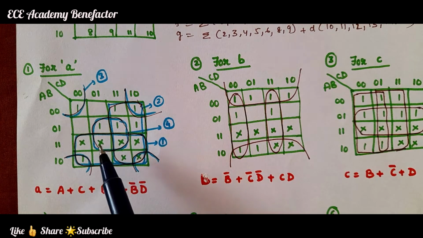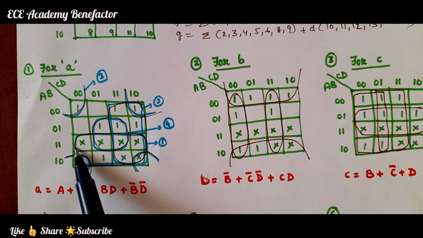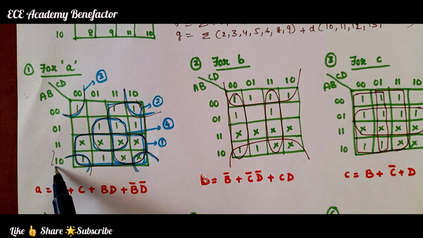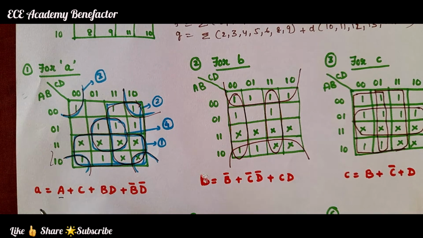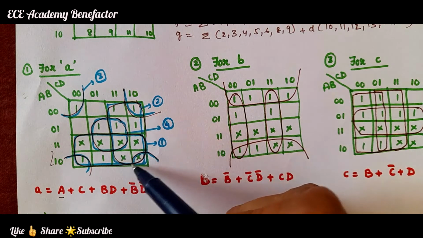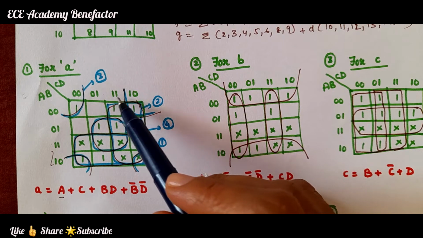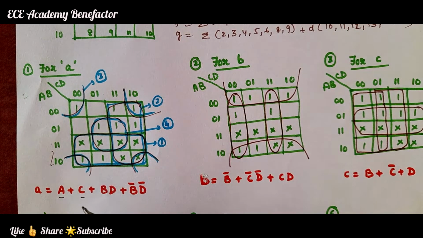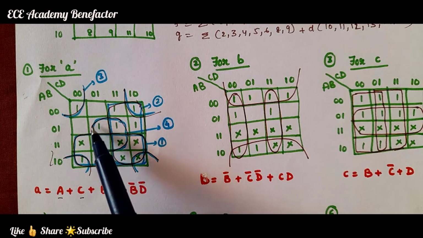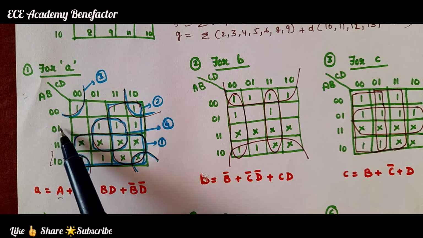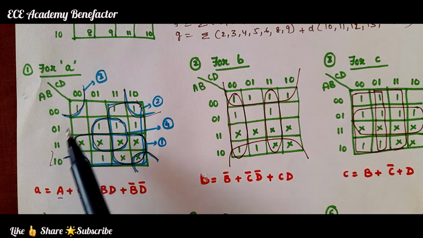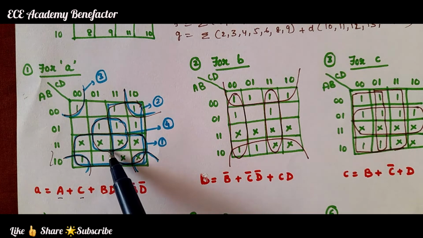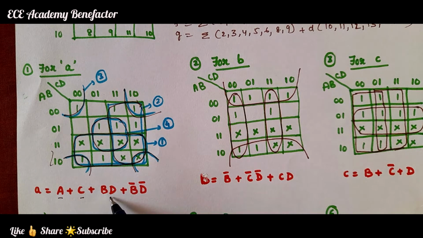Let us see this octet. For this octet, the common is A, so we have written A. Now, coming to this octet, the common here is 1, and 1 is C, so I have written C. Now, coming to this quad, B is common, and in these two, D is common. So, for this quad, we can write the term BD.